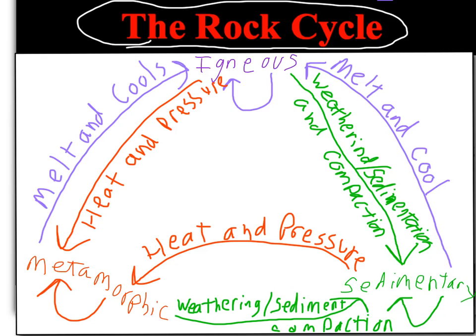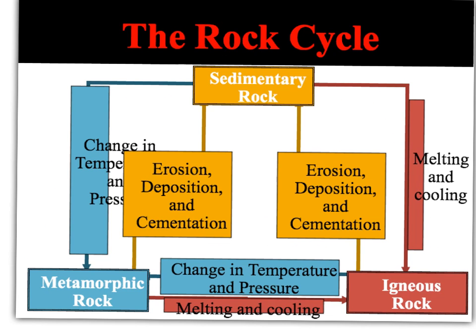So here's a little bit nicer looking diagram, although the words don't always fit. So again, here's the rock cycle. In this case, I have the sedimentary rocks on top. But again, the igneous and metamorphic become sedimentary through erosion, deposition, some kind of weathering processes, and then cementation or compaction. Sedimentary rocks and metamorphic rocks, melting and cooling makes them igneous, and then a change in temperature and pressure, or heat and pressure, make any kind of rock metamorphic.